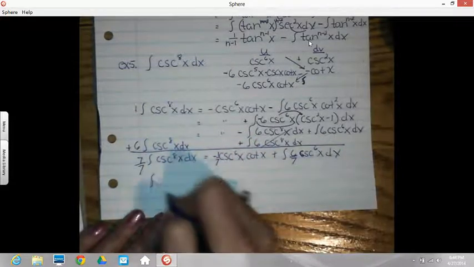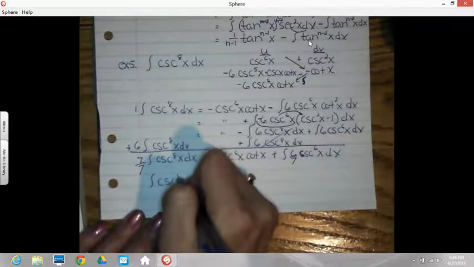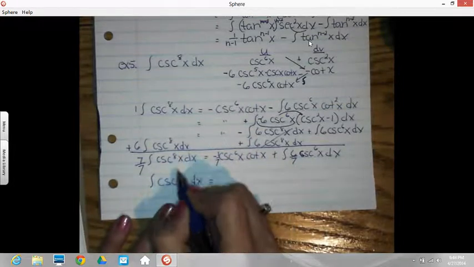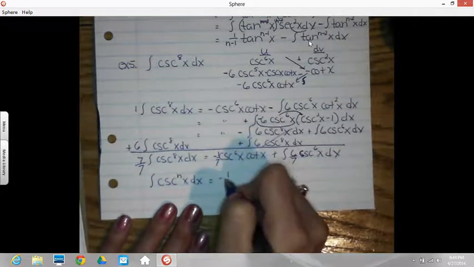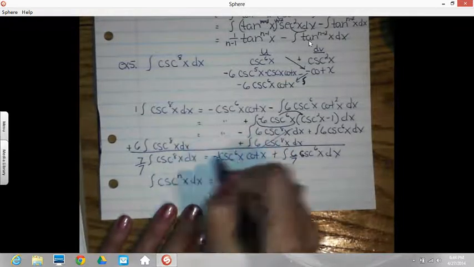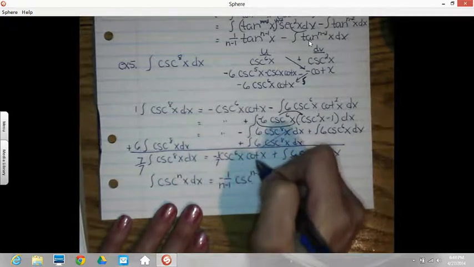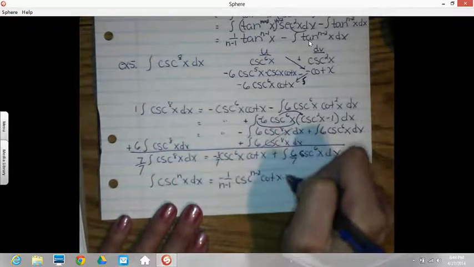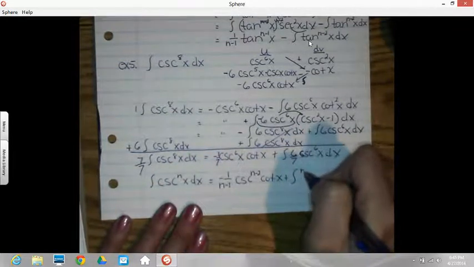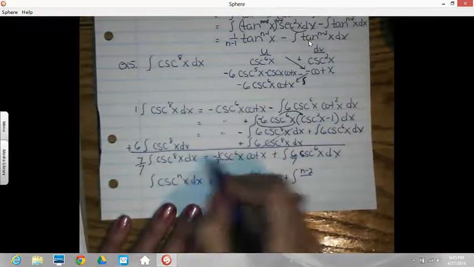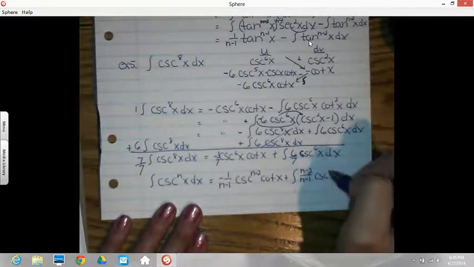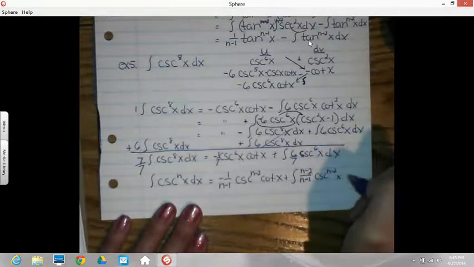So just guessing what the reduction formula is in terms of n, knowing that n was an 8 here, it looks like I've got negative 1 over n minus 1 cosecant to the n minus 2 cotangent x plus the integral of, let's see, I got a 6 and I start with an 8, that would be n minus 2 over n minus 1 cosecant to the n minus 2 x dx.